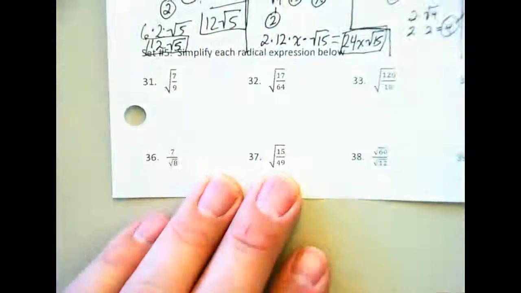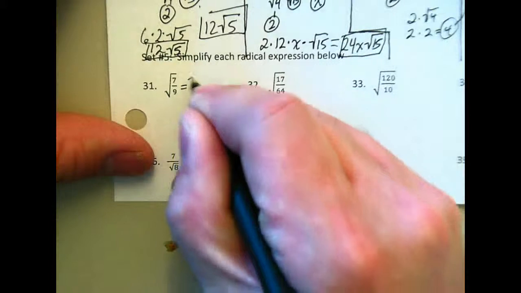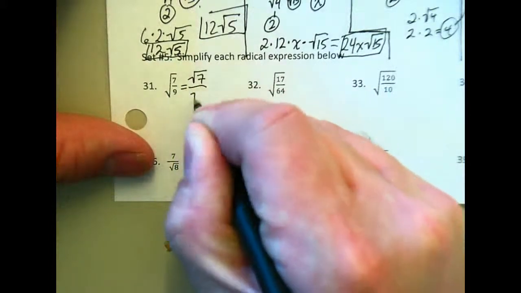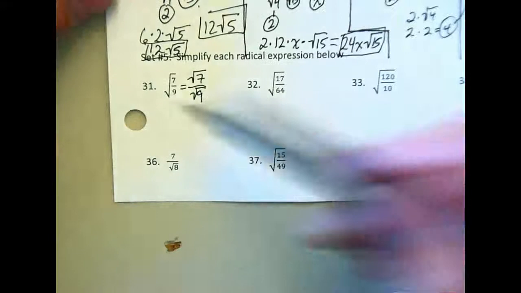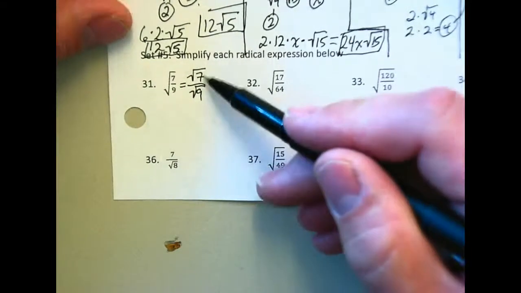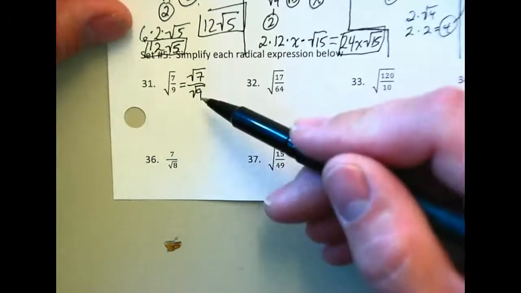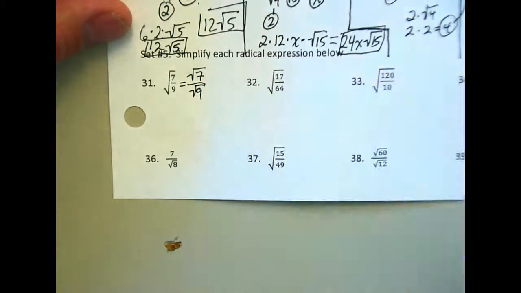Okay, let's move on. Number 31. Remember with fractions, all you have to do is break apart the fraction. You got root 7 and root 9. Break it apart like that. Now remember, the rules are you can't have a fraction under the radical. And so we do this, and now the rule is you can't have a square root, square root where?